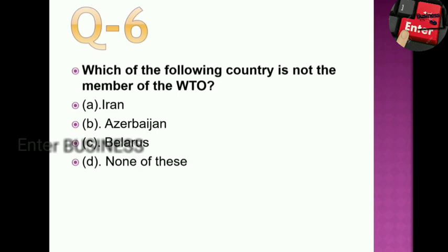And the sixth one is, which of the following countries is not a member of WTO? Option A, Iran. Option B, Azerbaijan. Option C, Belarus. Option D, none of these. So the correct answer is option D, none of these.